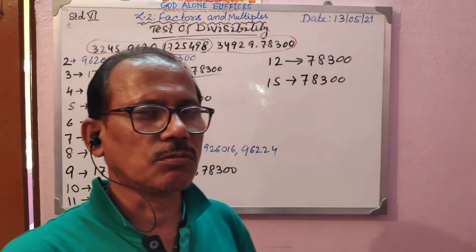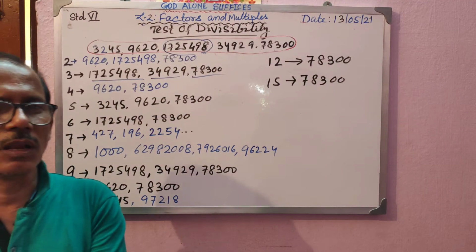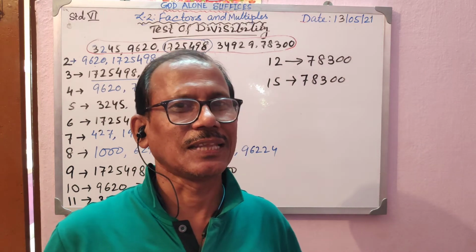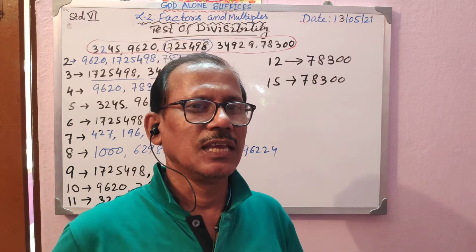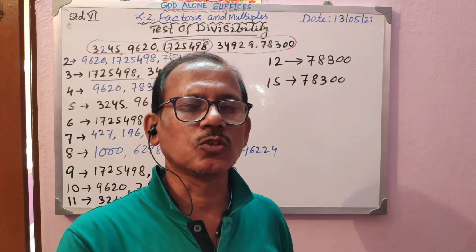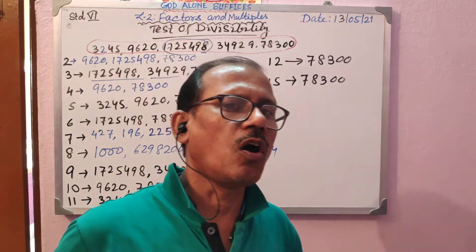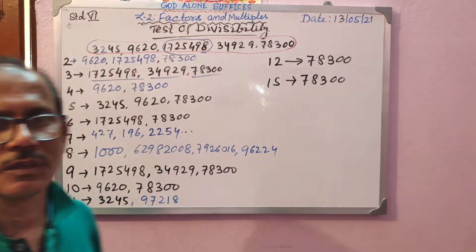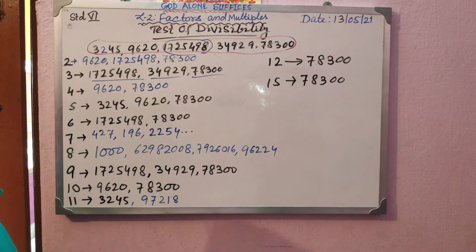Which numbers are divisible by 4? You need not see the whole number; you need to see the right-hand side two digits, the unit digit and the tens digit. Together they should be 0 0, or this two-digit number should be divisible by 4. Could you understand? The last 2 digits should be divisible by 4.